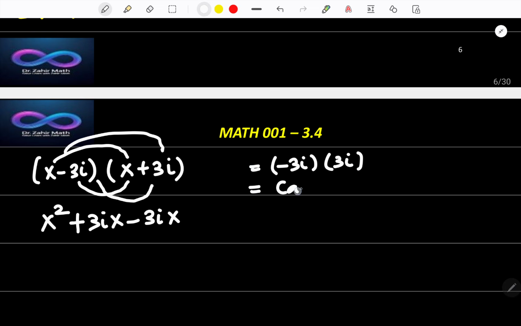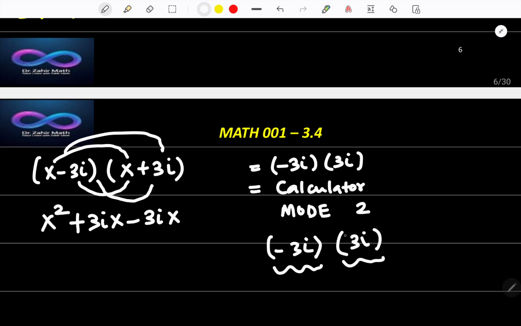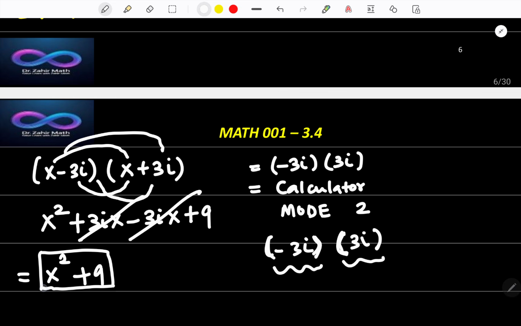Take your calculator, all of you. Please press the mode. You press mode, and then press number 2, that is complex mode. Then type minus 3i with bracket. Type plus 3i with the bracket. This is bracket. Okay. Yes. If you type it, you will get the answer plus 9. This 3ix gets cancelled. So x square plus 9 is your answer for the next product.